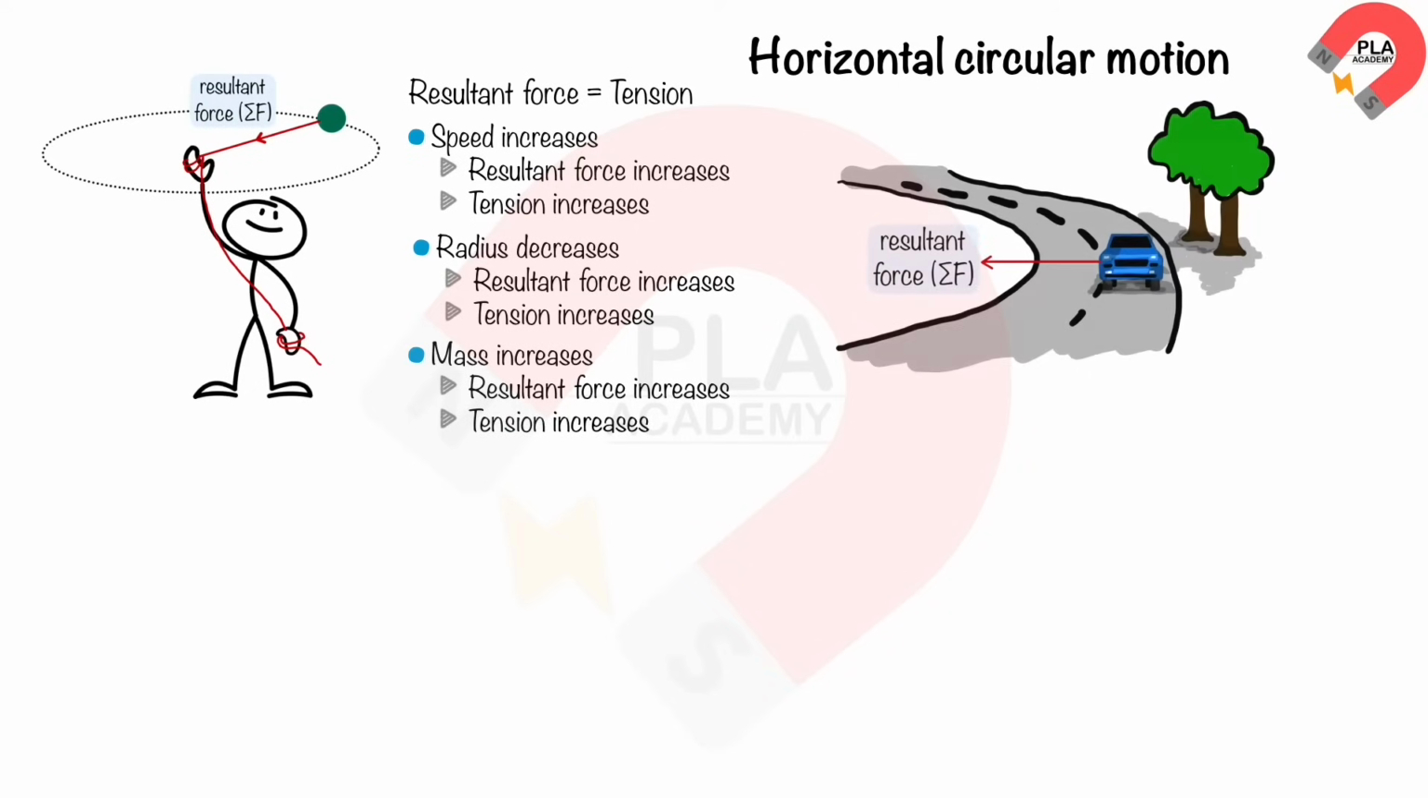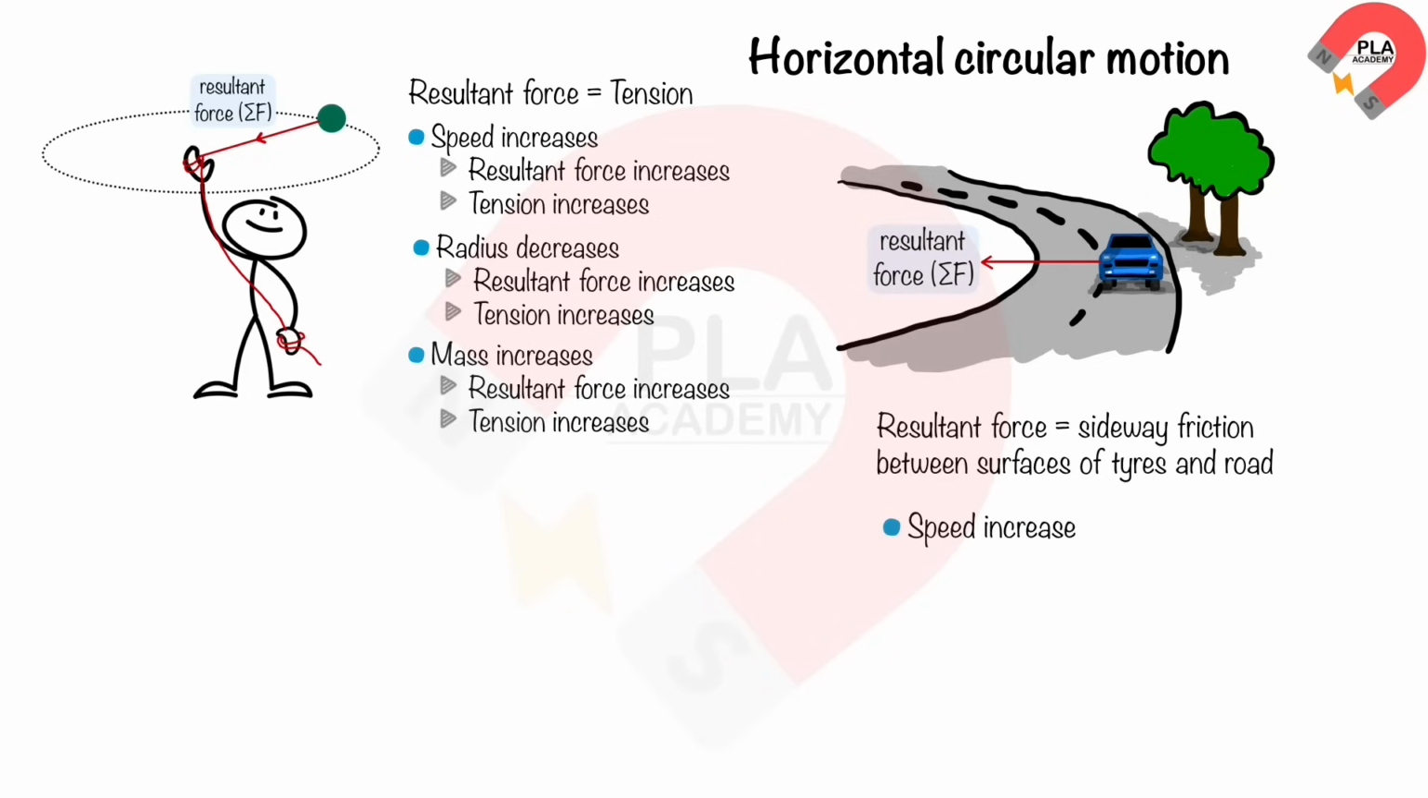A car is moving on a circular road. The resultant force, or centripetal force, is provided by the sideways friction between the surface of the car's tires and the road. If the speed of the car increases, the resultant force increases, which causes the sideways friction between the surface of the car's tires and the road to increase.